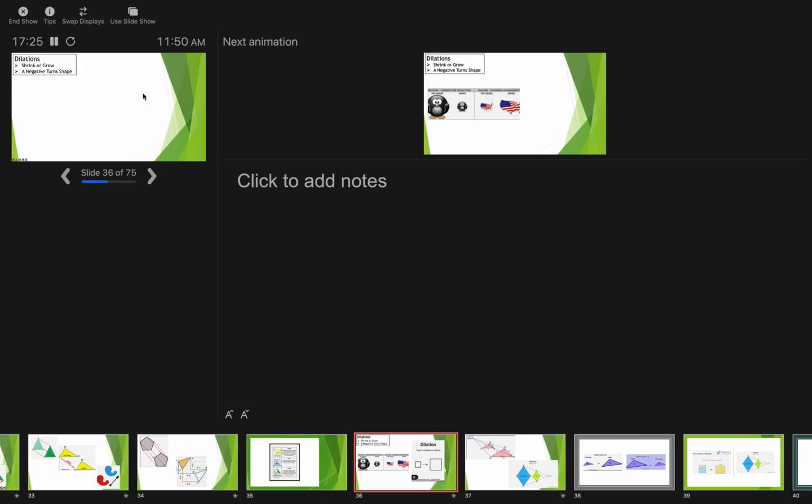Look at this funny looking penguin here. The pre-image is big, it becomes small, or in the image of the United States flag, small becomes big. So it can go either way. And a figure is enlarged or reduced with a dilation. Notice the small rectangle or square becomes the big rectangle or square. So that is an example of a dilation.